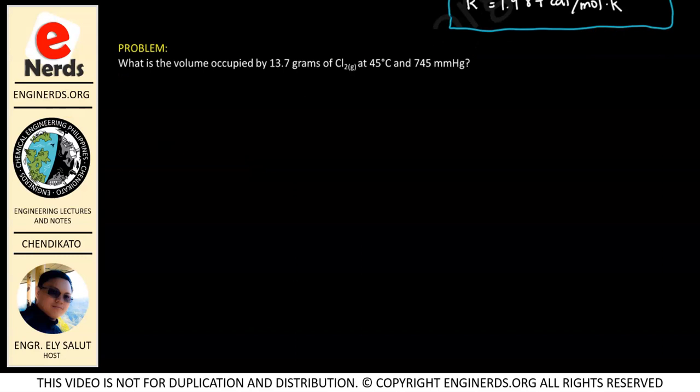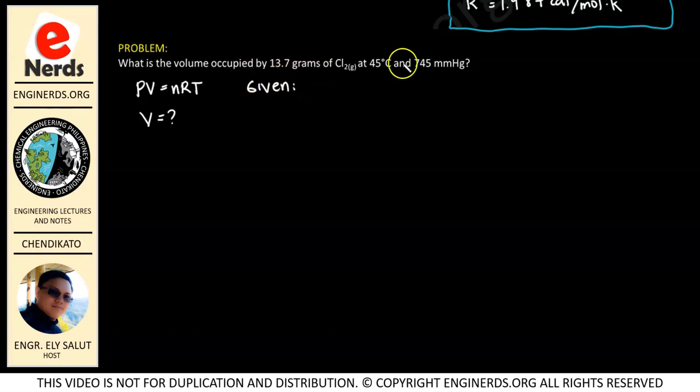So, let us try to solve this problem here using our ideal gas equation. So, what is the volume occupied by 13.7 grams of Cl2 gas at 45 degrees Celsius and 745 mmHg, no? So, we will be using our formula PV is equal to nRT. Okay? So, we will be solving that using this equation. So, ang hinahanap sa atin is yung volume. So, we don't know our volume. Okay? So, sulat muna natin yung ating mga given.